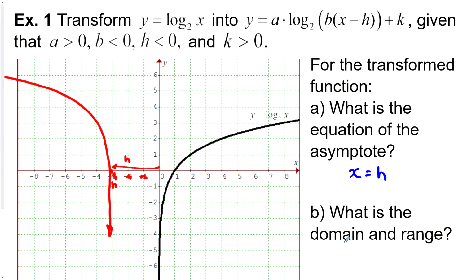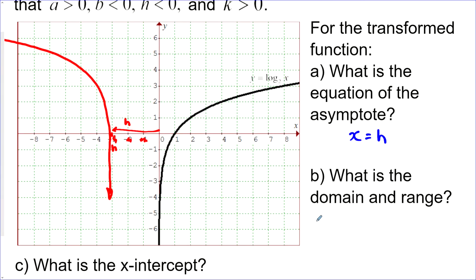What is the domain and range? So let's do the domain first, and we'll do it in interval notation. So it looks like it goes all the way from -infinity to h, not including h either. And the range looks like it goes from -infinity to +infinity, so all real numbers.